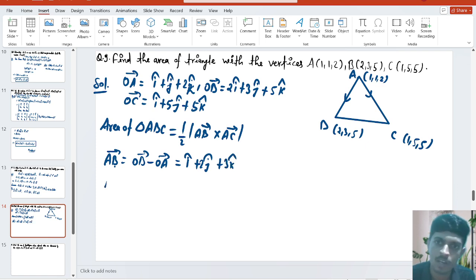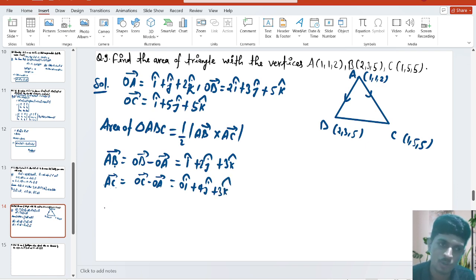And this is vector AC. Vector AC is vector OC minus vector OA. First write C, then A. So OC minus OA: i cap minus i cap becomes 0 i cap, 5j cap minus j cap becomes 4j cap, and 5k cap minus 2k cap becomes 3k cap.